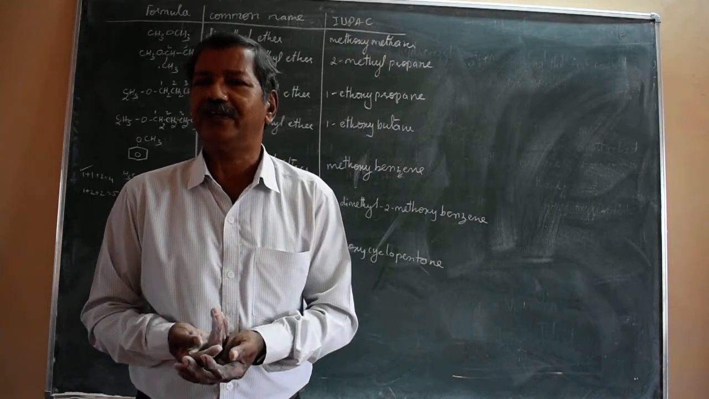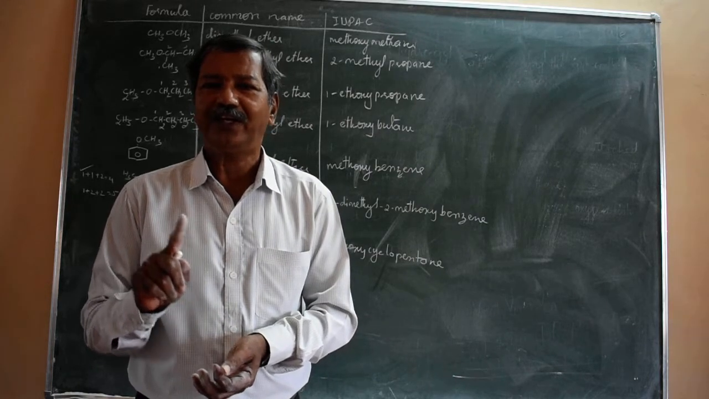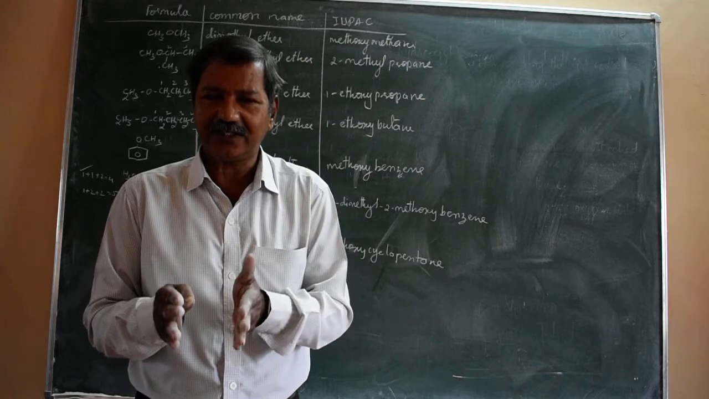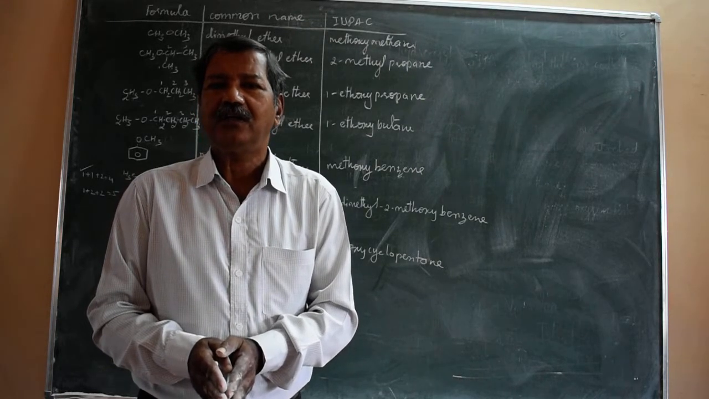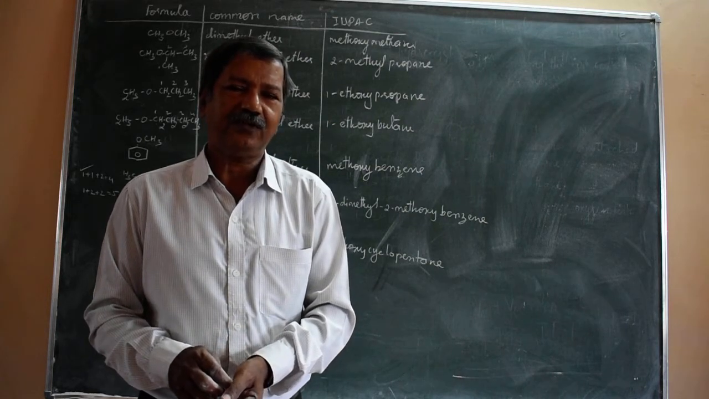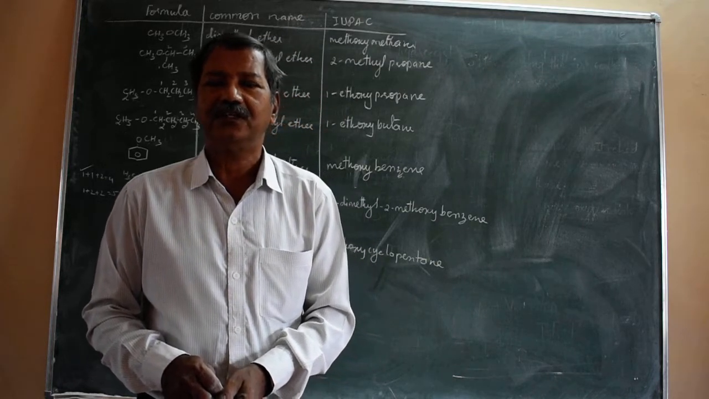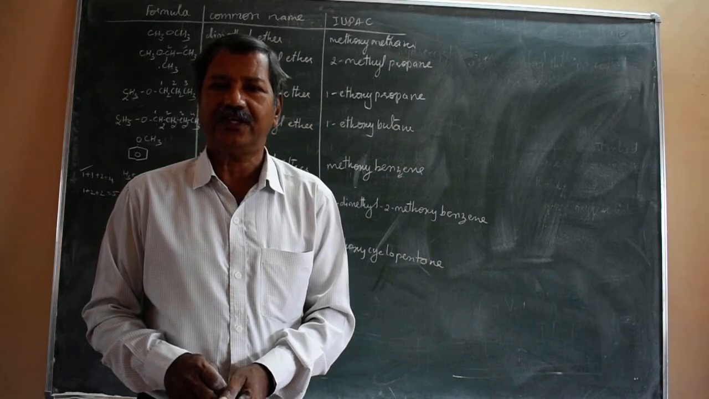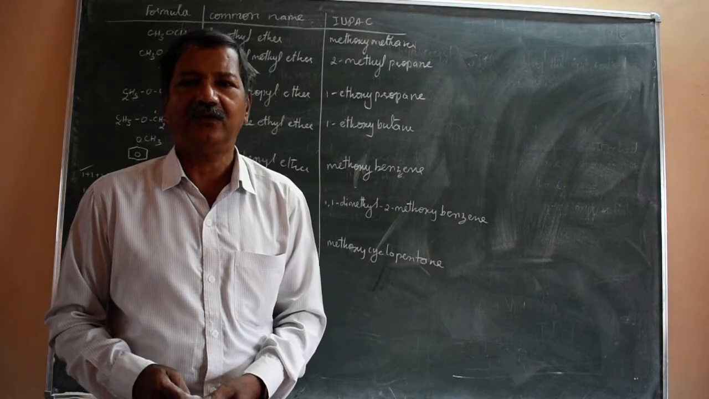What type of ether can be obtained by this method? In this method, you are getting simple ether. So this preparation is suitable for symmetric ether, not for asymmetric ether. The second one is from alkyl halide. We know that this reaction is called Williamson ether synthesis, which you have already studied in alkyl halides or haloalkanes.